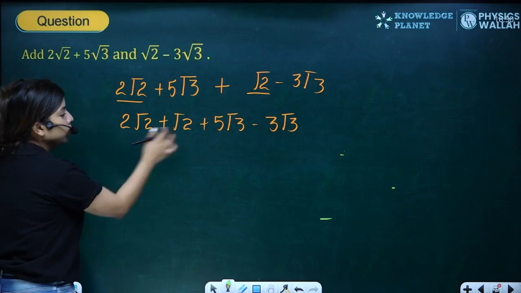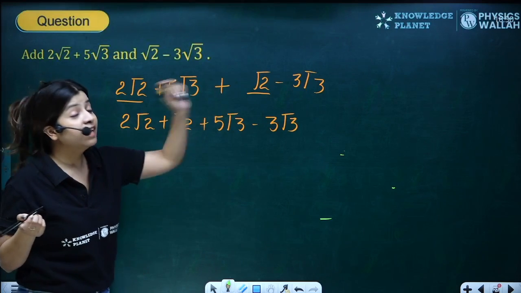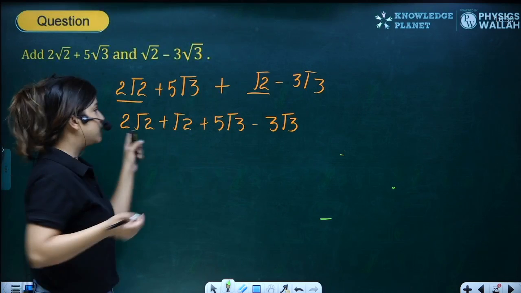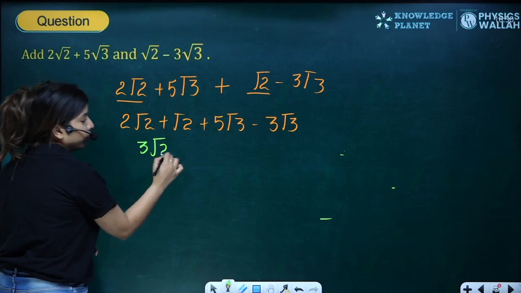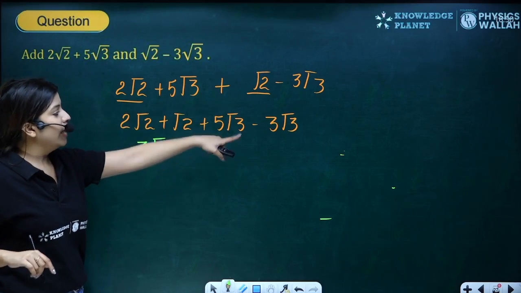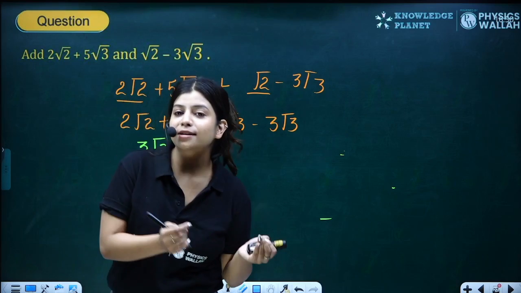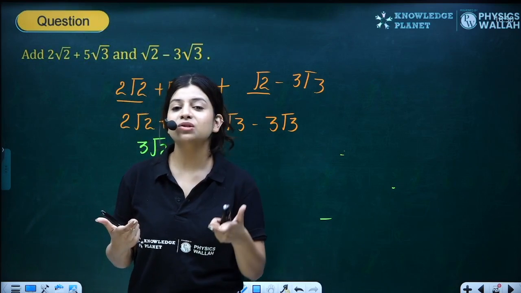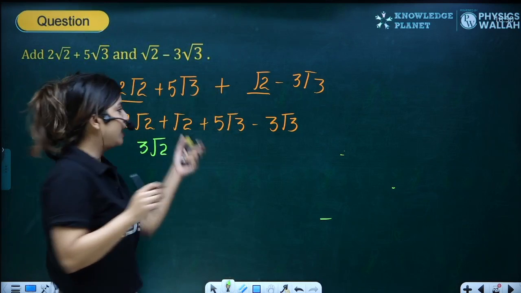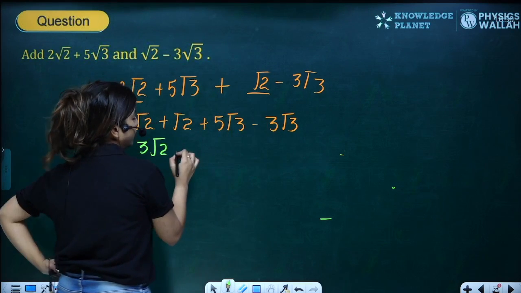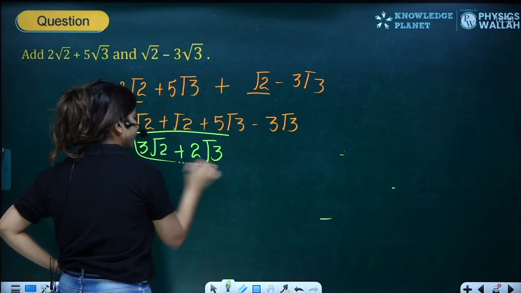Over here, 2 root 2 plus root 2. 2x plus 1x will give you 3x, right? So similarly 2 root 2 plus 1 root 2 will give you 3 root 2. This is how you solve it. 5 root 3 minus 3 root 3. Consider 5y minus 3y. 5y minus 3y gives you what? Simply 2y, right? Similarly 5 root 3 minus 3 root 3 will give you simply 2 root 3. So this will be the final answer.